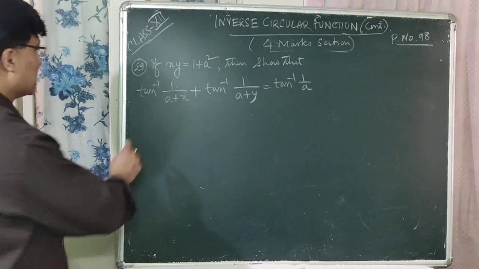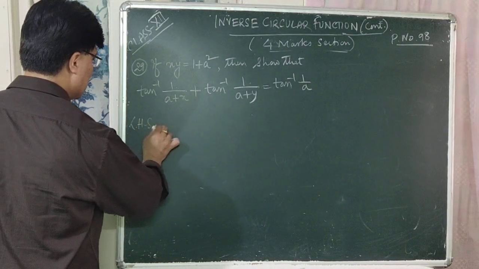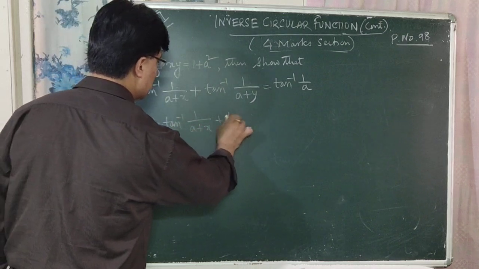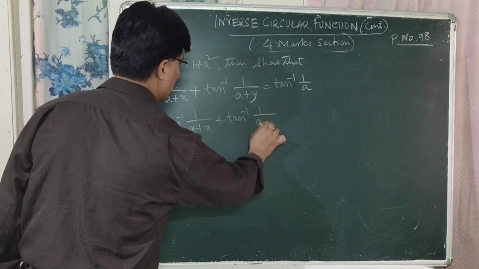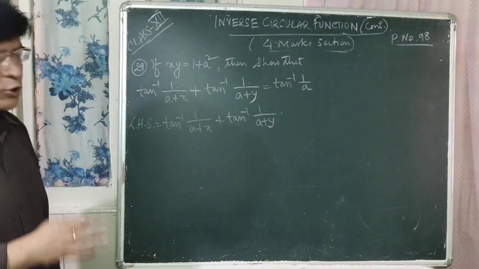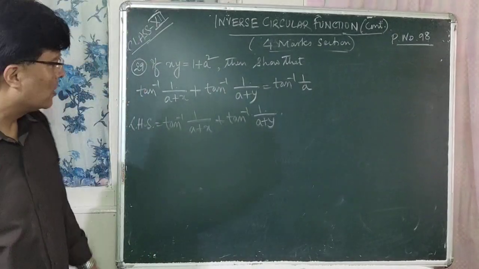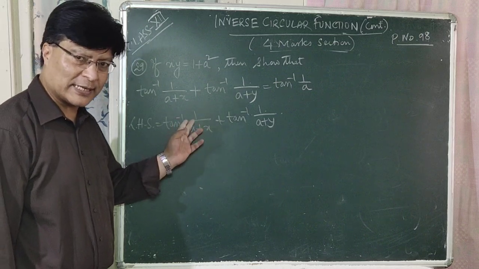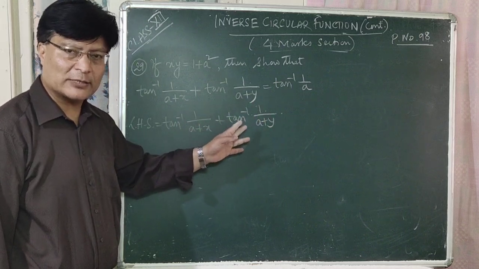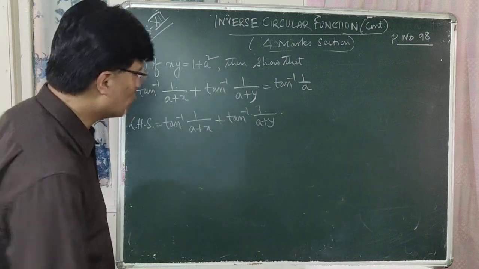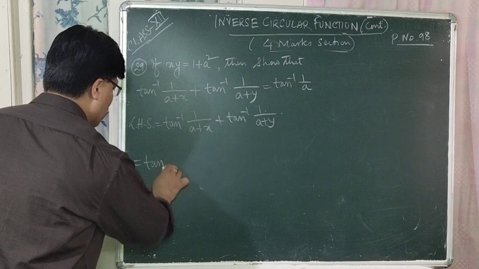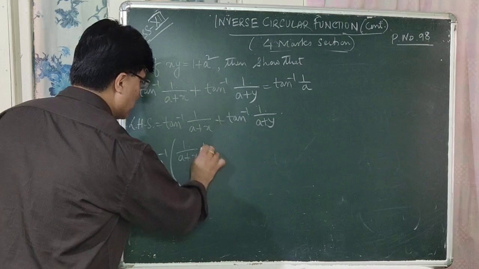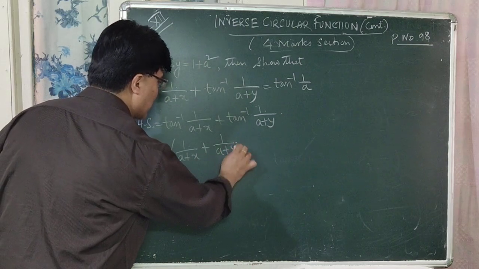Let us write down LHS, the left hand side. So LHS is equal to tan inverse 1 upon a plus x plus tan inverse 1 upon a plus y. Which formula is used here? Tan inverse x plus tan inverse y, isn't it? 1 upon a plus x, take it as x, and 1 upon a plus y, take it as y. So this is tan inverse x plus tan inverse y. What is the formula now? You know the formula, isn't it?